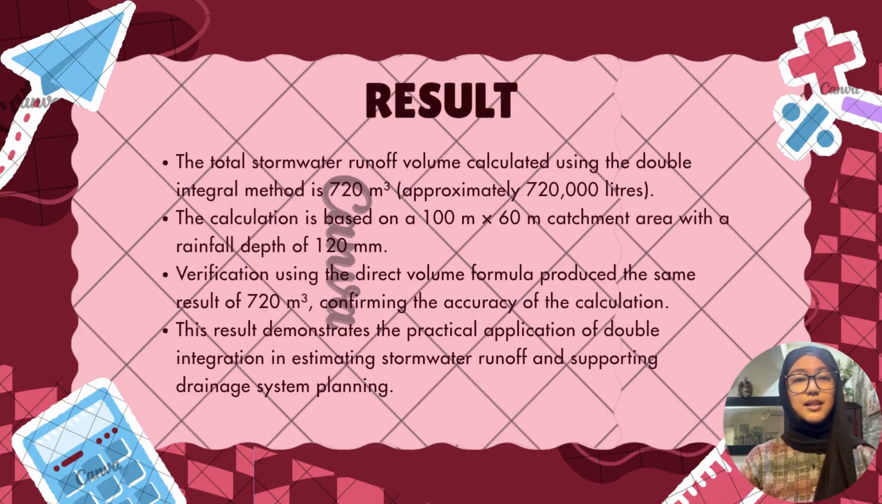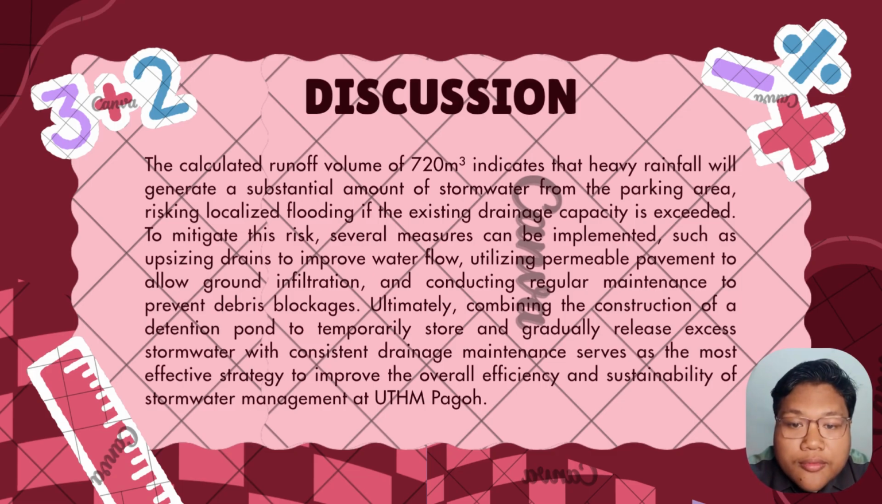This confirms that our calculation is accurate and reliable. The result shows the amount of runoff that can be generated during a rainfall event and emphasizes the importance of proper drainage system planning. Overall, this project demonstrates how double integration can be applied to solve real engineering problems. Next, we will move to the discussion. For the discussion of our project, the 720 cubic meter runoff volume indicates heavy rainfall could exceed the existing drainage capacity, leading to localized flooding.